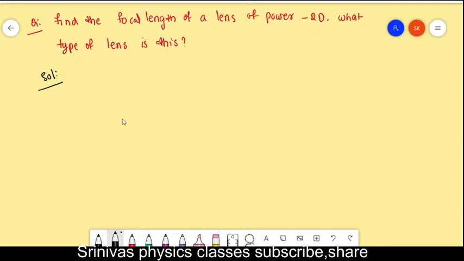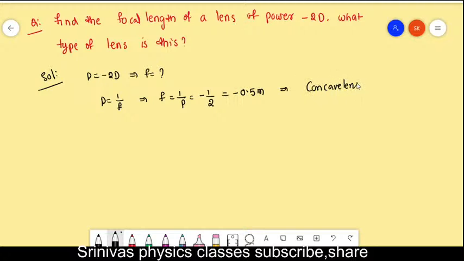Focal length is negative, right? Power is given as minus 2 diopters, and power is negative for the concave only, right? Focal length we have to find out. Very simple. Power P is equal to 1 by f, then f is equal to 1 by P, so we write minus 1 by 2. That is, focal length is minus 0.5 meters. The lens is the concave lens. Very simple, right? Okay, completed.